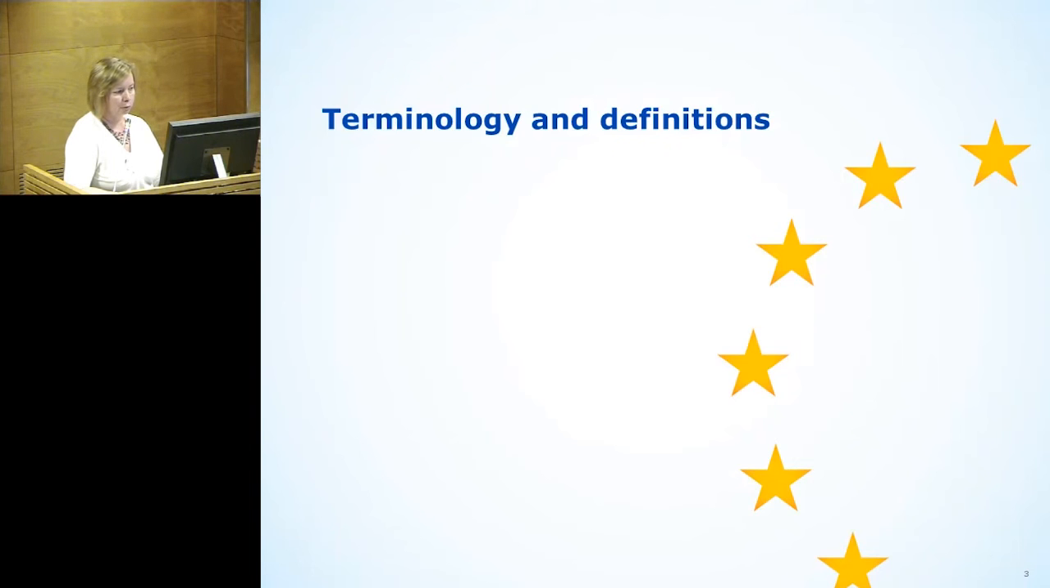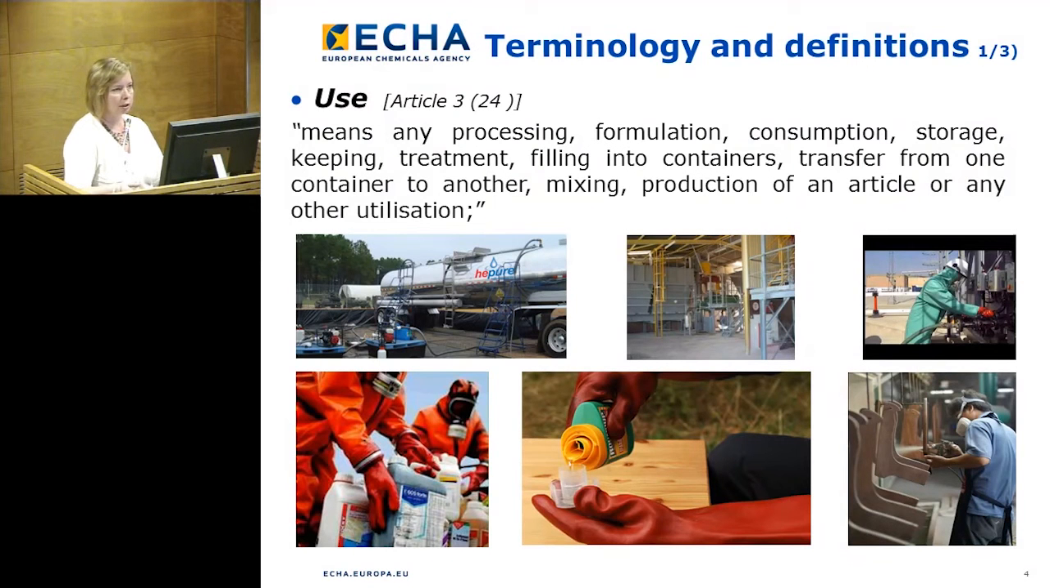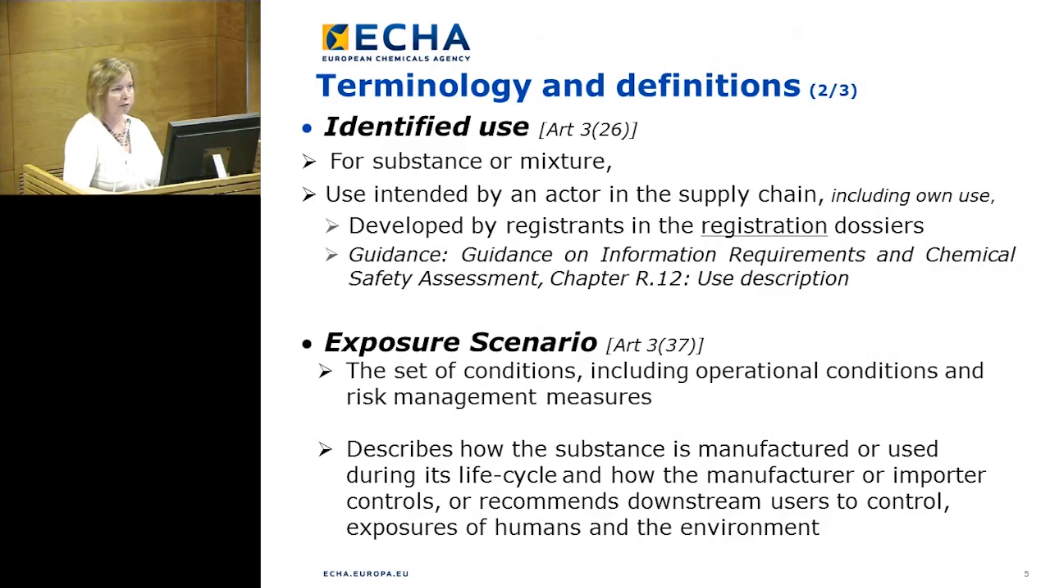So the terminology, the first definition as listed in REACH is the use, which is defined as processing, formulation, consumption, storage, keeping, treatment, filling into containers, transfer from one container to another, mixing, production of an article or any other utilization. It's very broad in content, and any of those phrases may come up with the authorization application. Then we have identified use for a substance or a mixture, and that's a use as identified by an actor in the supply chain, including the own use. That's the registrants, because these have been developed for the registration dossiers.